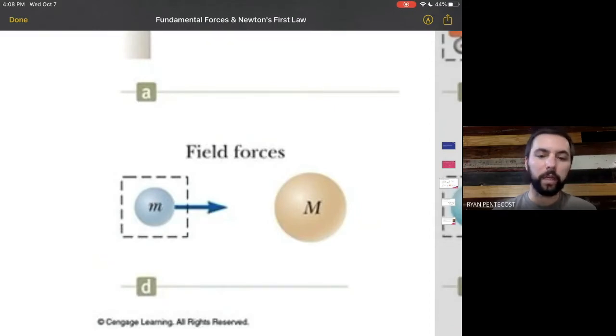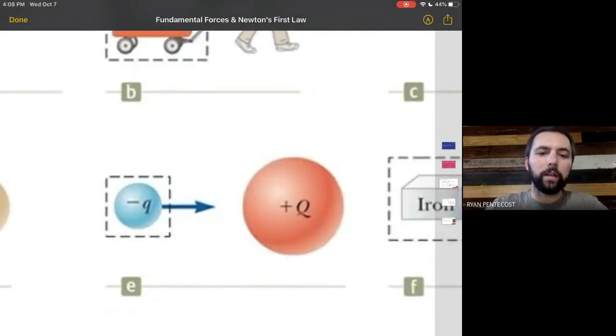So letter D, this is an example of a gravitational force, right? We have small mass moving towards a big mass because the big mass would have a stronger gravitational pull. Letter E, this isn't something that we've gone over in class yet, but you may have seen this before. The letter Q can symbolize an electric charge. It seems like we have a small negative charge moving towards a large positive charge. This would again be electromagnetism.